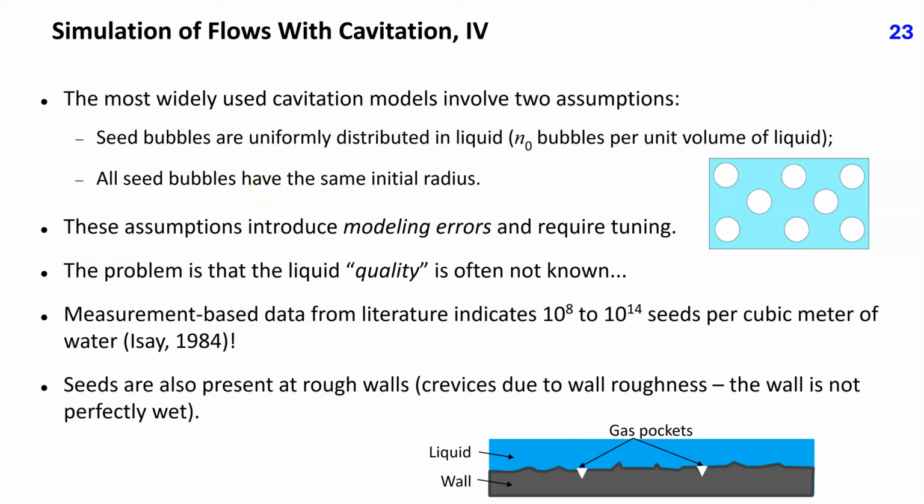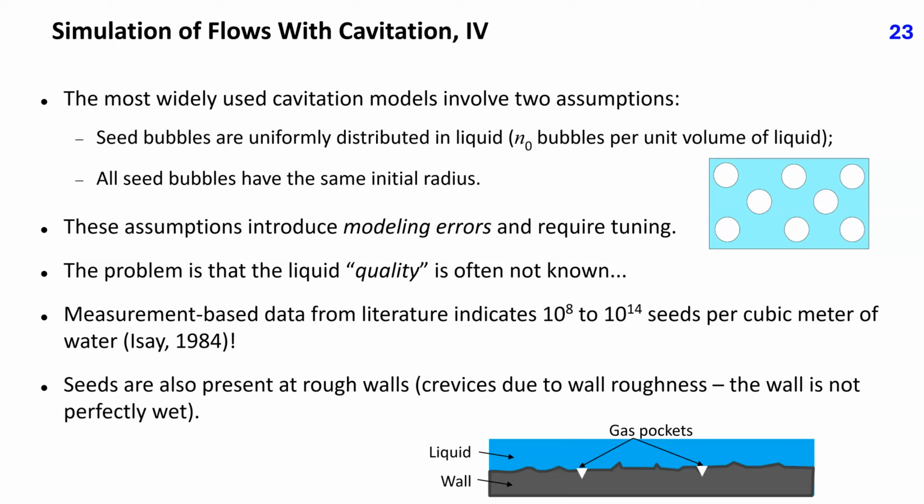The most widely used cavitation models involve two assumptions. Seed bubbles are uniformly distributed in liquid, as indicated by this figure, with N0 bubbles per unit volume of liquid, and all seed bubbles have the same initial radius. These assumptions introduce modeling errors and require tuning. The problem is that the liquid quality is often not known. Measurement-based data from literature indicates 10 to the power 8 to 10 to the power 14 seeds per cubic meter of seawater.